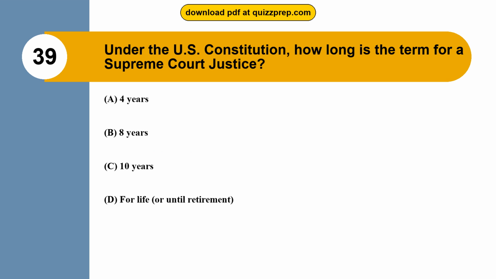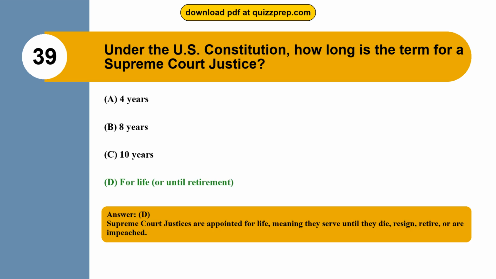Question 39. Under the U.S. Constitution, how long is the term for a Supreme Court justice? Option A, 4 years. Option B, 8 years. Option C, 10 years. Option D, for life, or until retirement. The correct answer is option D, for life, or until retirement. Supreme Court justices are appointed for life, meaning they serve until they die, resign, retire, or are impeached.